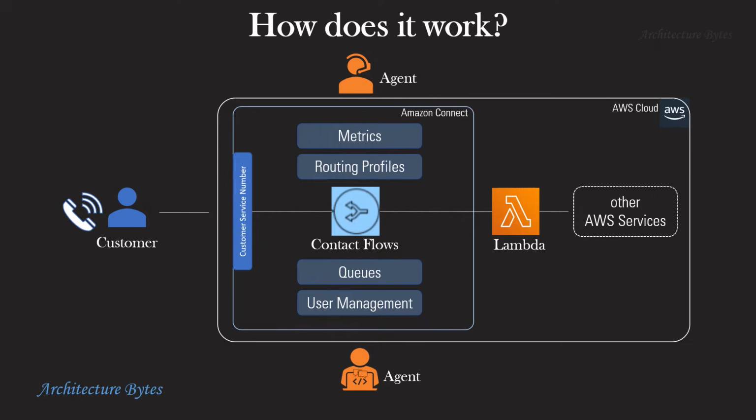An Amazon Connect instance consists of a customer service number, contact flows, routing profiles, queues, user management, metrics, and so on. When a person calls the customer service number, depending on the Amazon contact flow logic, he or she may be presented with a welcome message and then the call may be directed to a customer service agent. In addition, a Lambda function can also be invoked in the flow, for example, to retrieve any customer specific information. We will learn more about these as we go along.